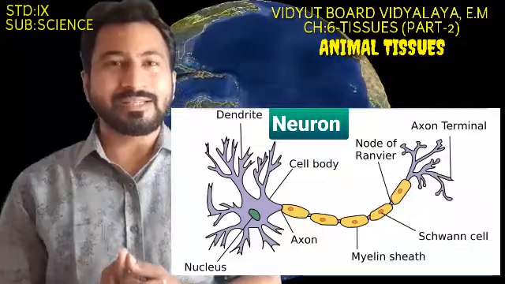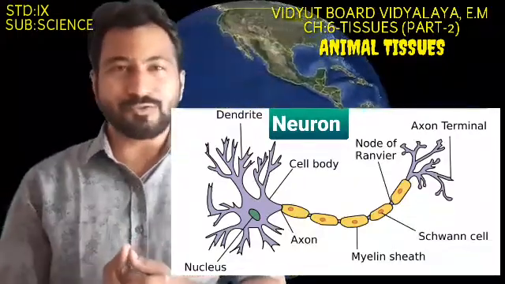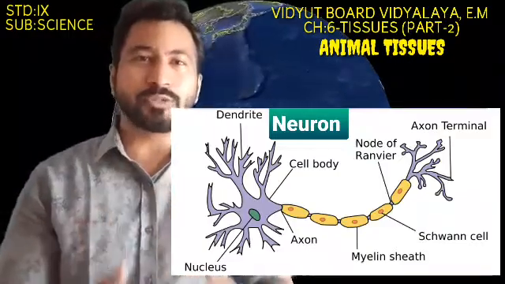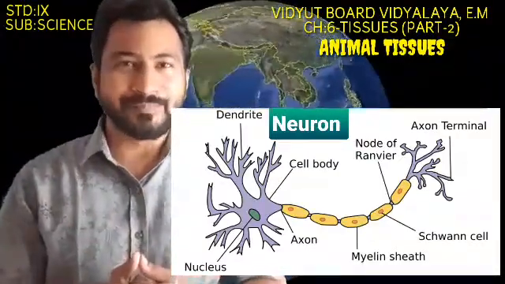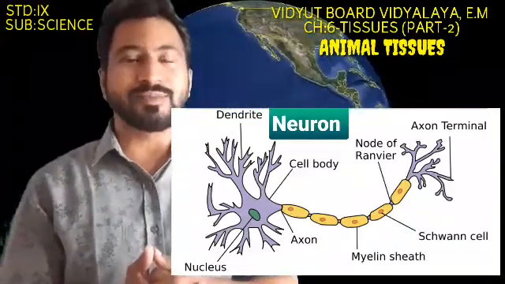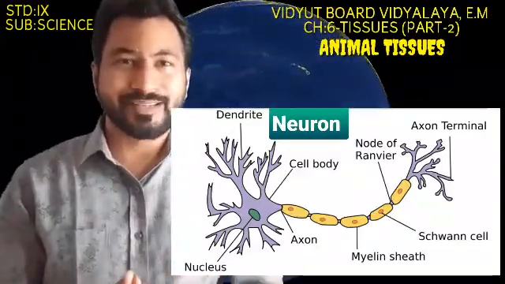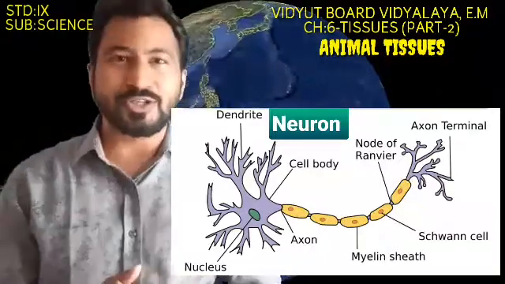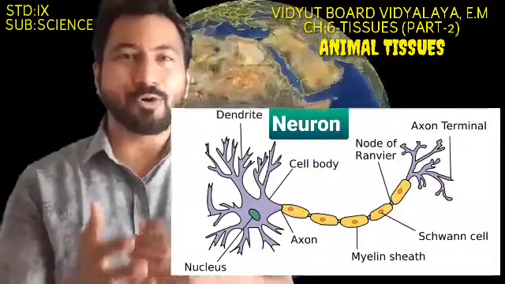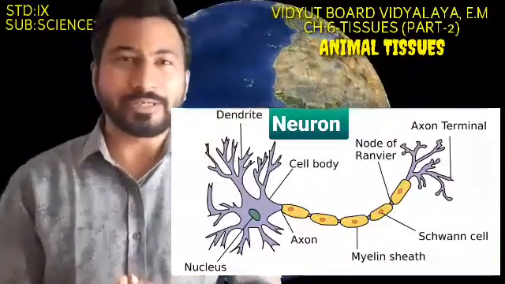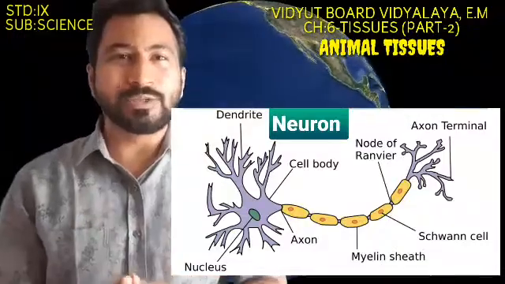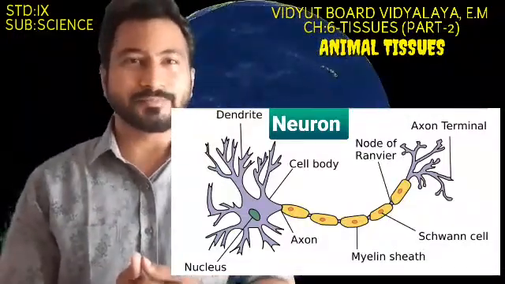So let us examine the structure of this tissue. Now this nervous tissue is basically present throughout the length of our body, and the structural and the functional unit of this nervous system are the neurons. So let us examine the typical structure of the neurons. It consists of the cyton, also known as the cell body. And this cyton or the cell body consists of its own nucleus and the cytoplasm.